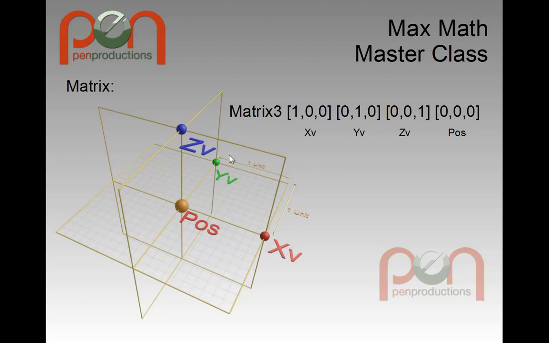The Y vector, same thing. None on X, 1 on Y, 0 on Z. Same thing with Z: 0, 0, 1. So it's 1 up, straight up above it. Those vectors are then calculated exactly the same way that we were doing vectors to start with. So they're calculating out from its origin. The origin is always this point here.